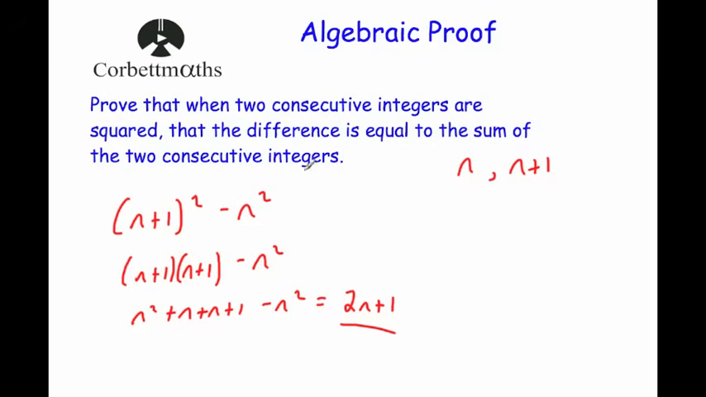But also the sum of the two consecutive integers, if we add them, n plus n plus 1, we're also going to get 2n plus 1. And that's it. We've proved that whenever you square two consecutive numbers and take them away, it's the same as the sum of the two consecutive integers. And that's it.